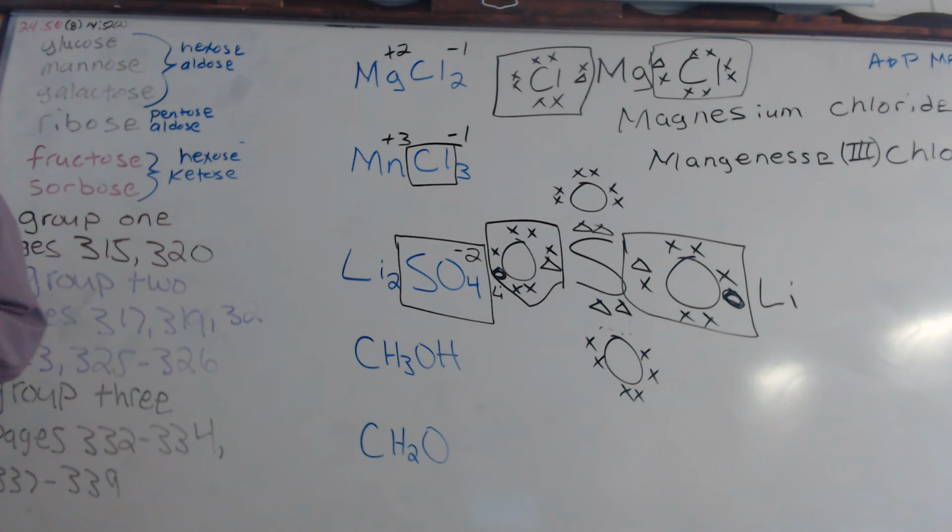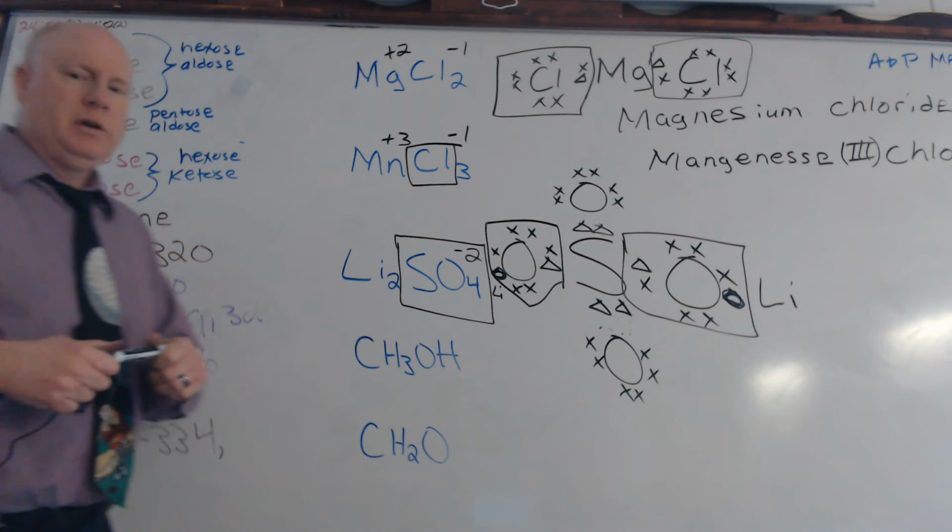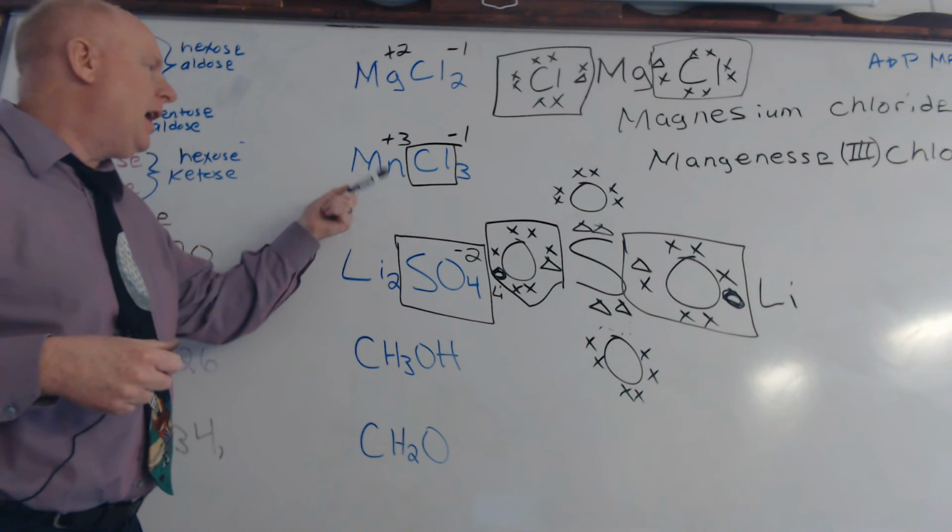Because remember, you want to try to get 8 if it's a non-metal, and if it's a metal, it wants to give it away. And once it has those 8 electrons around it, whether they're shared or transferred, then you know you're done. All right. So therefore, this must be a binary compound.